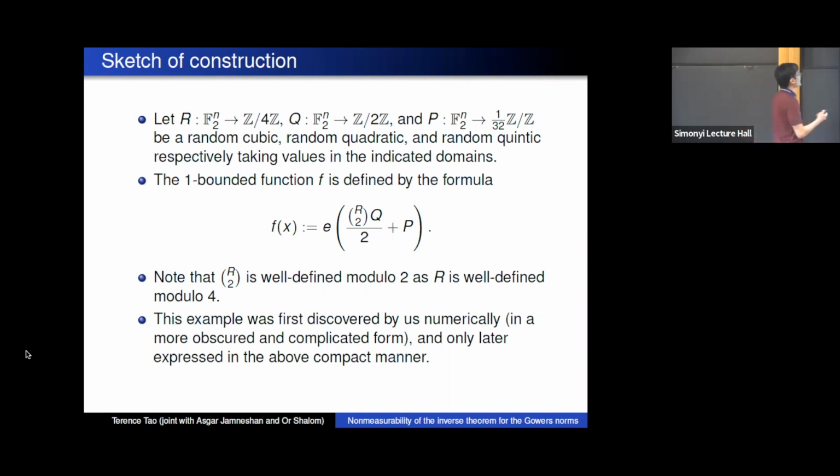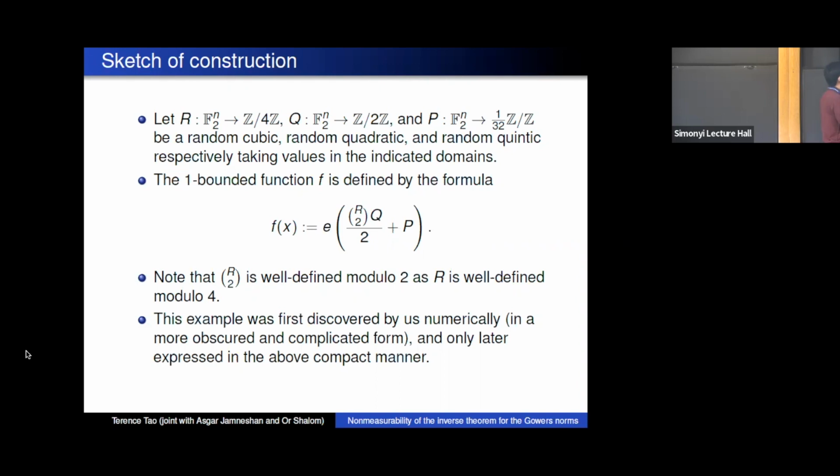So R is an element of Z mod 4Z. R choose 2 is well defined as an element of Z mod 2Z. It turns out that for the second binomial coefficient, if you want to know its parity, you only need to know what R is mod 4. Because R choose 2 is R times R minus 1 divided by 2, and because it's a division by 2, it's not quite defined as a map from Z mod 4Z to Z mod 4Z, but it's defined as a map from Z mod 4Z to Z mod 2Z. So you take R choose 2, that collapses Z mod 4Z to Z mod 2Z, then you can multiply it by Z mod 2Z, that's a ring, and then you divide by 2.